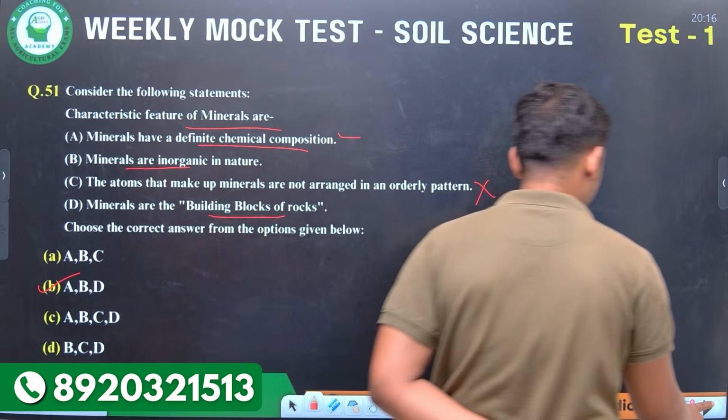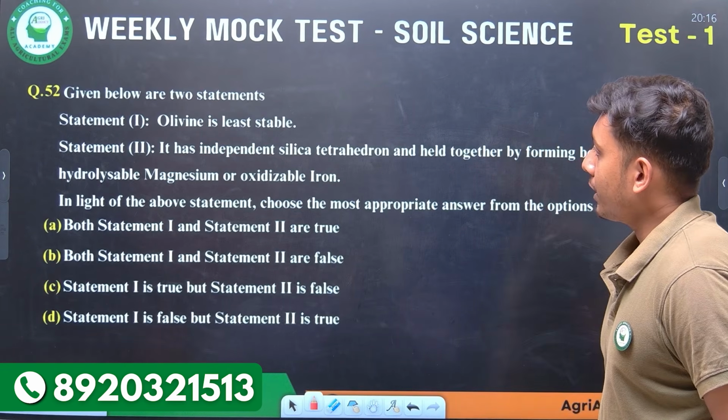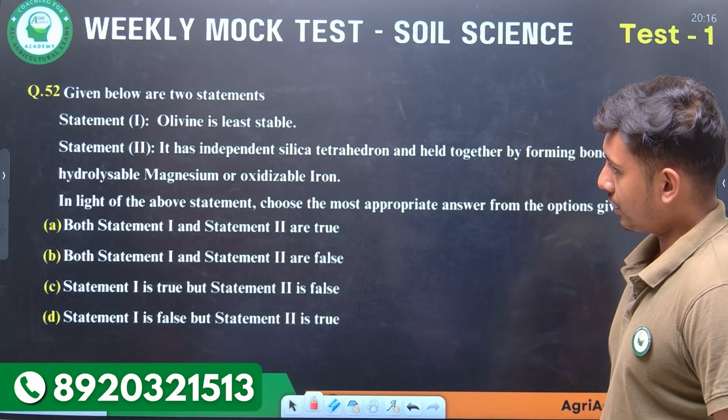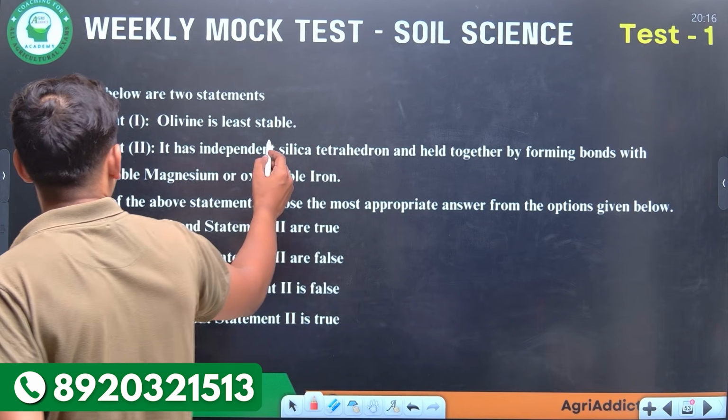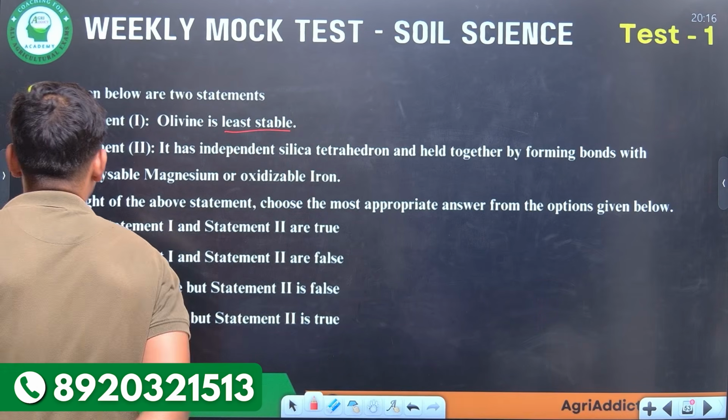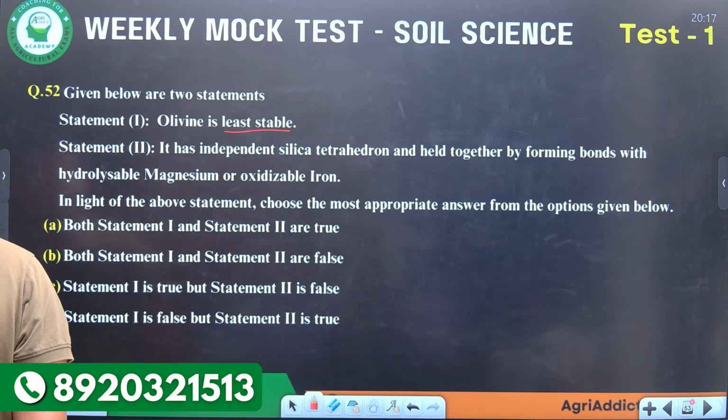Okay, so next question. Here also it is a statement based question. First read it out. Olivine is the least stable mineral. In case of minerals, olivine is the least stable. Yeah, that is true.